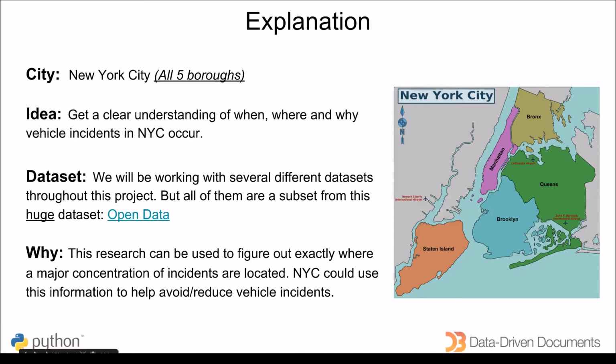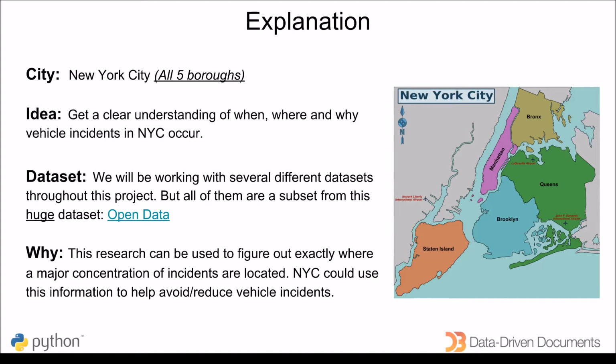Now we will give an explanation behind our idea for choosing this dataset. Briefly, it's all of New York, the 5 boroughs, and what we would like to do is get a clear understanding of when, where, and why vehicle incidents occur in New York. We'll use several datasets throughout this project, but they are a subset of a huge dataset that we found on the website we stated before.